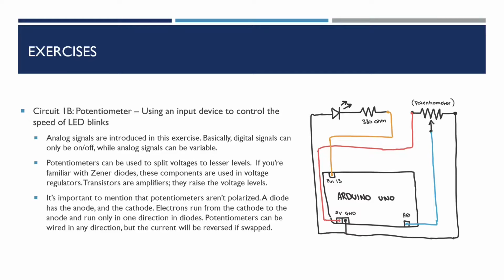Potentiometers can be used to split voltages to lesser levels. If you're familiar with Zener diodes, these components are used in voltage regulators. Transistors, on the other hand, raise the voltage levels. That's why they're called amplifiers. It's important to mention that potentiometers are not polarized. A diode has an anode and a cathode electrode. Electrons run from the cathode to the anode and only in one direction. Potentiometers can be wired in any direction, but the current will be reversed if they're swapped.